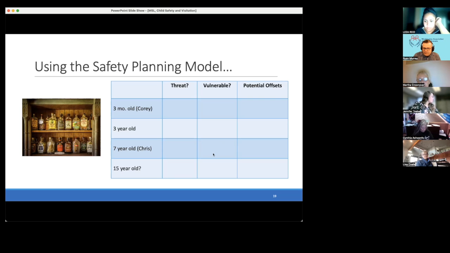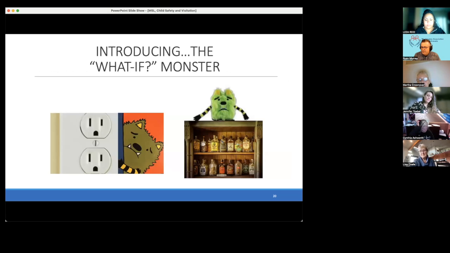Here's the other thing I need you all to consider when you're doing safety threat analysis, and that is the dreaded what if monster. The rule of thumb, not a hard and fast rule, is you only get one what if. If you have to put more than one what if together to make something a safety threat, I highly encourage you to re-examine whether or not that's a threat.